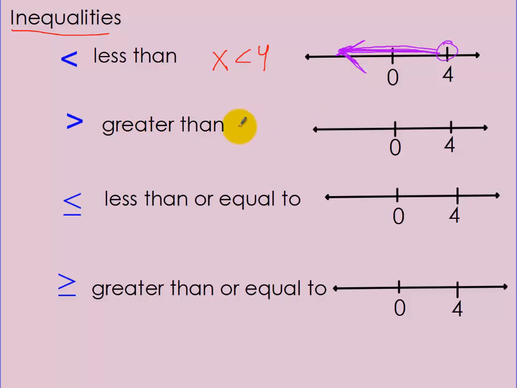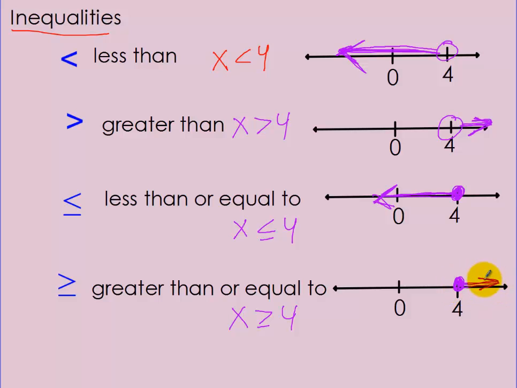For greater than, it's the opposite of that. X is greater than 4. So you're going to put an open circle at 4 and go in the greater than direction, everything bigger than 4. Now, less than or equal to. Similar to less than, looks like this. X is less than or equal to 4. You put a closed circle at 4, and everything less than that goes to the left, goes lower than 4. Put an arrow just like this. And greater than or equal to, x is greater than or equal to 4. You put another closed circle at 4, and then we go everything greater than that.